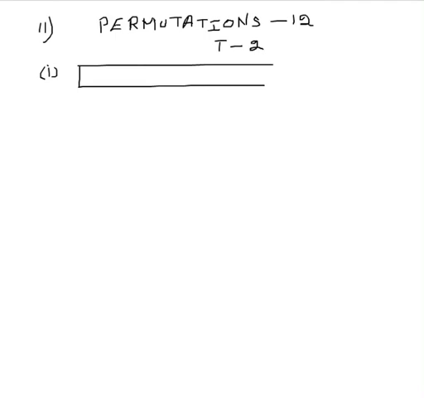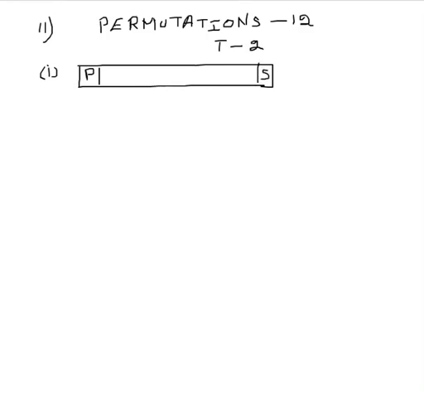Question 11. In how many ways can the letters of the word permutations be arranged if the words start with P and end with S? The given word is permutations. We have 12 alphabets, out of which we have 2 T's. 2 identical T's are there. The first subdivision, words start with P and end with S.